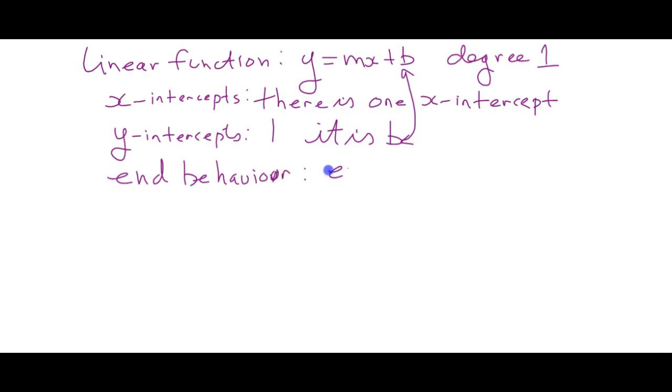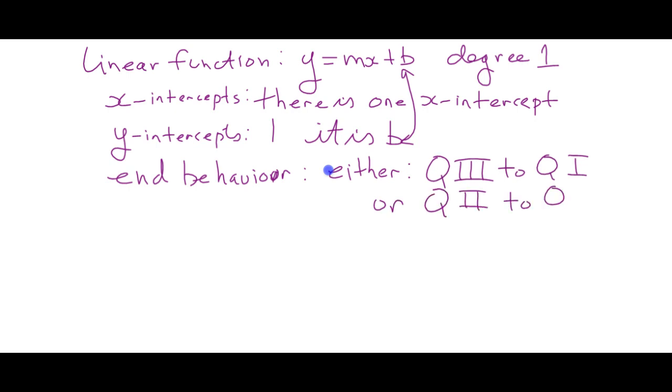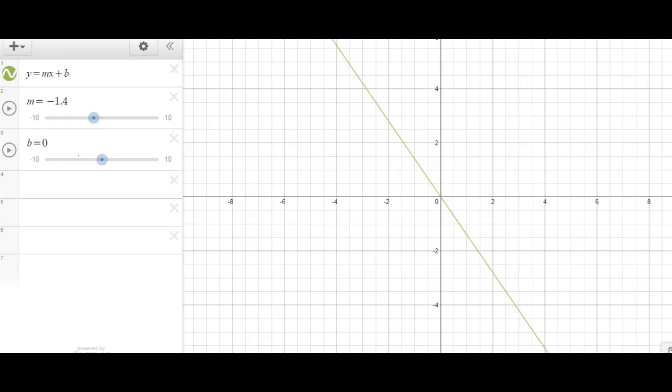So either, and it's one up, it can't be both at the same time. Either Q3 to Q1 or Q2 to Q4. Now, if that's what we're going to do, in order to go from quadrant 3 to quadrant 1, however this is, I'm going to have to pass through the x-axis once, and I'm going to have to pass through the y-axis once, right? Even if it's here, that's still passing through both axes. So I have to. And if I'm going this way, I'm still going to have to pass through both axes, right? No matter how I do it.